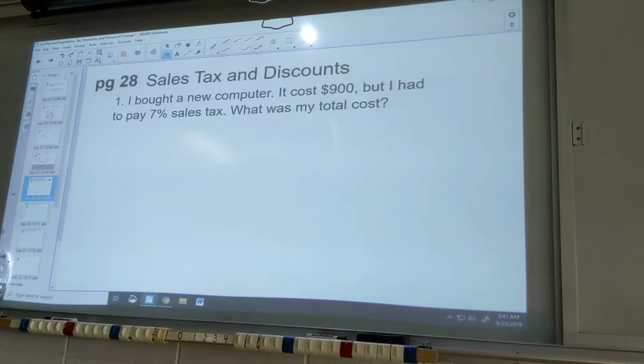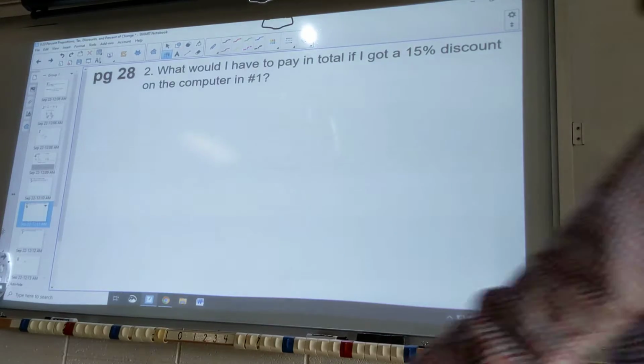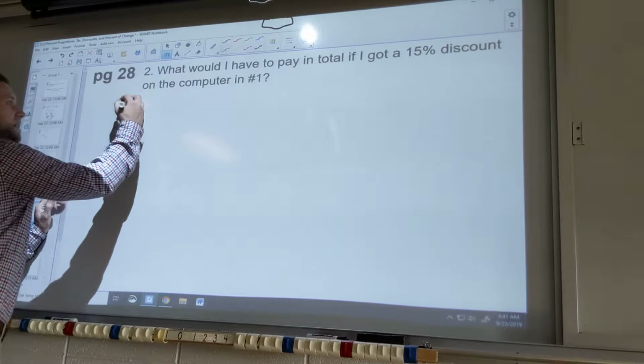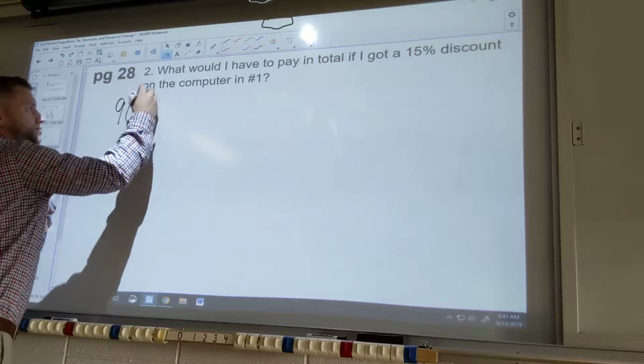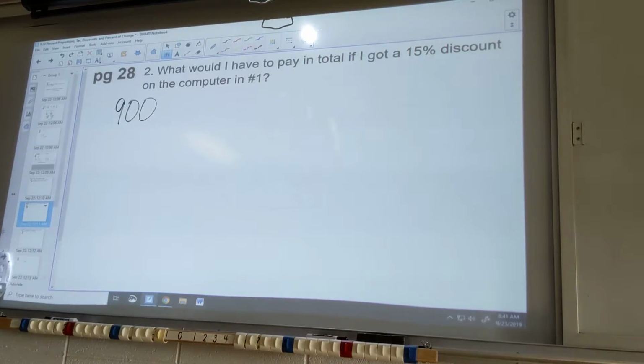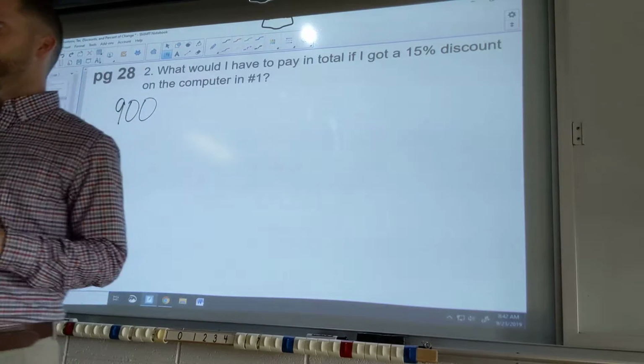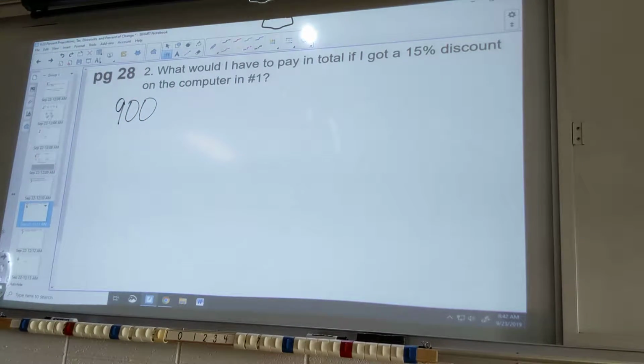All right, question number 2. It says, what would I have to pay in total if I got a 15% discount on the computer in question number 1? So we had a $900 computer, and it's saying, what if I got a 15% discount? Discount, is that more money I'm paying or less money? Less, right? You're saving some money. You're saving 15% on that discount. So what we're saying here is that we still have the tax, and we're also getting a discount on our computer.